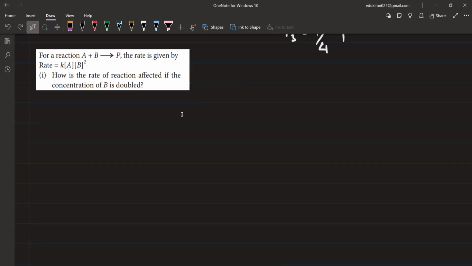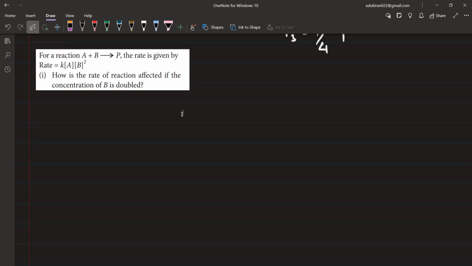First write the plain simple rate law. Okay, when we have not increased anything, not decreased anything, when the concentration of A is A and the concentration of B is B, first of all write that and give it a name as R1. Okay, give it the name R1. In the first case, what we are doing: how is the rate of reaction affected if the concentration of B is doubled?